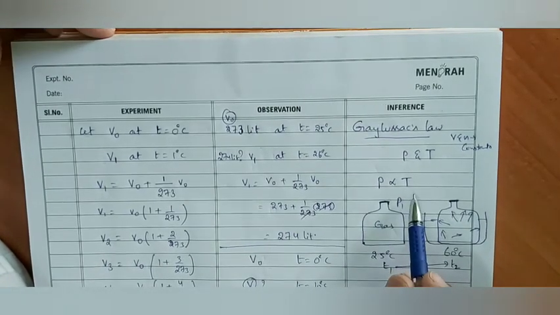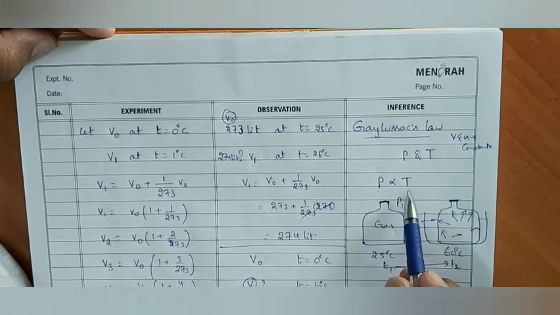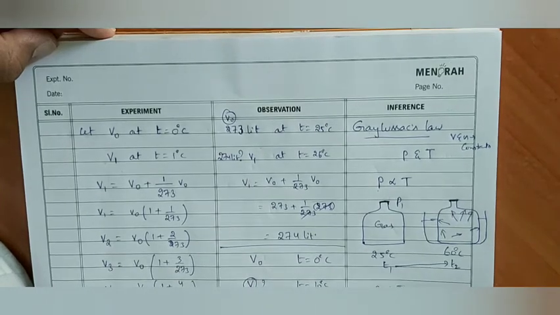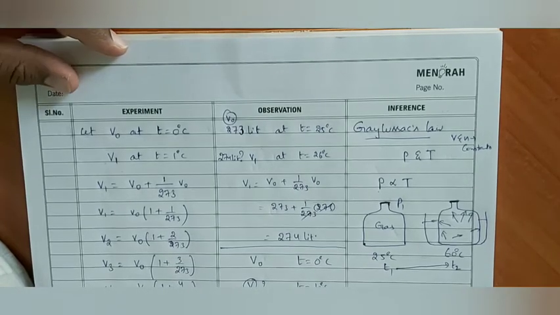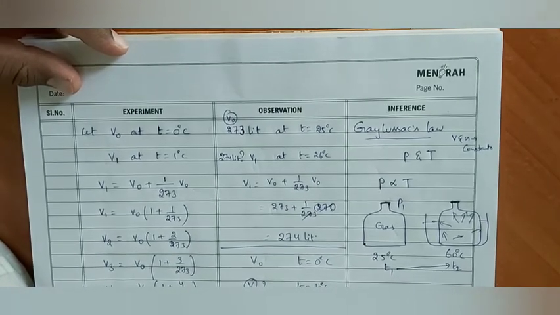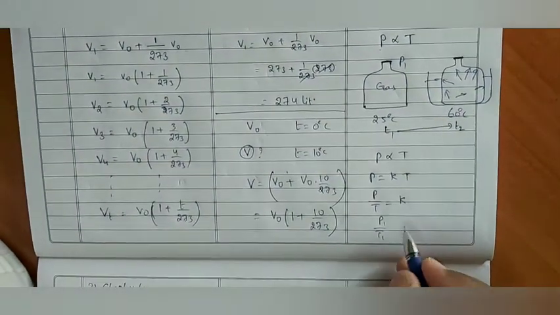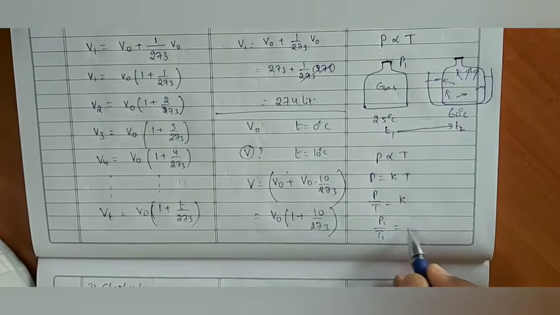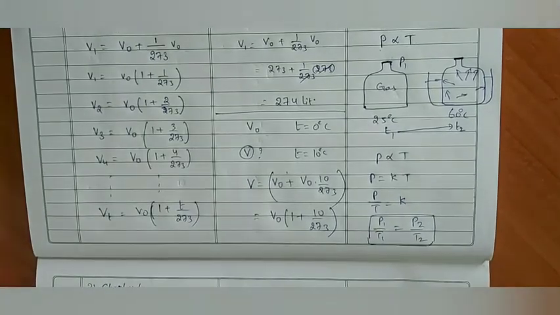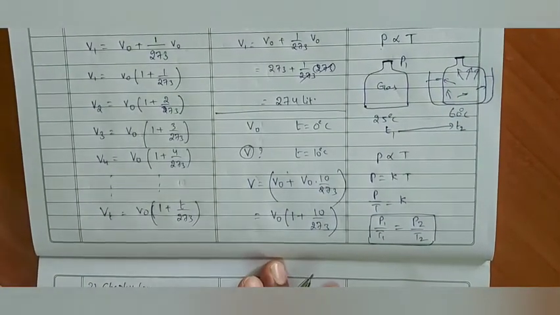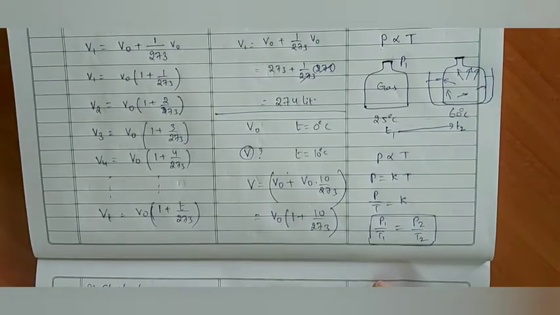Then what is the relation between pressure and temperature? When temperature is increased, pressure of the gas also increases. Then the relation is P is directly proportional to T. When P is directly proportional to T, P is equal to K into T. P by T is equal to constant. P1 by T1 is equal to P2 by T2. This is the formula useful to do the problems related to pressure and temperature.